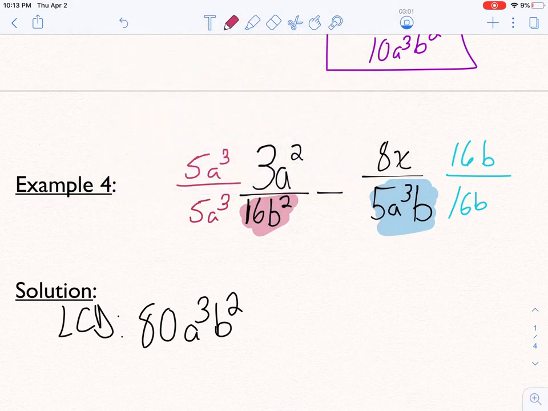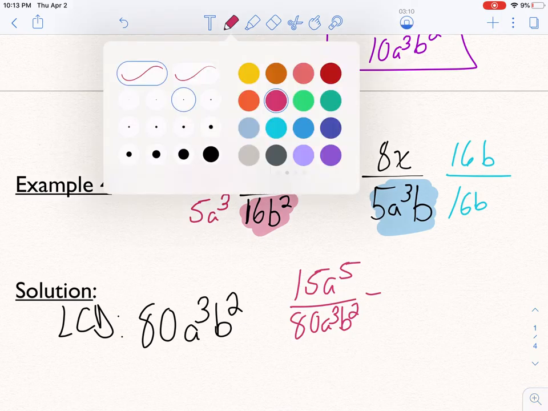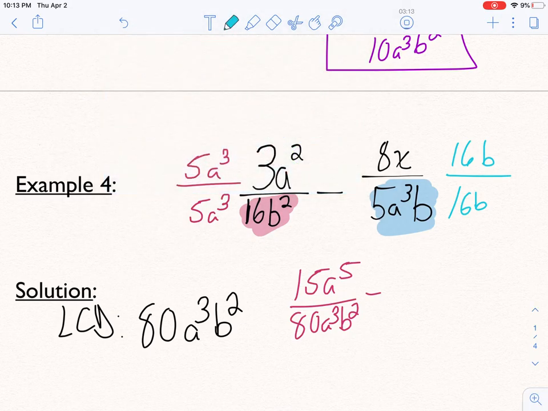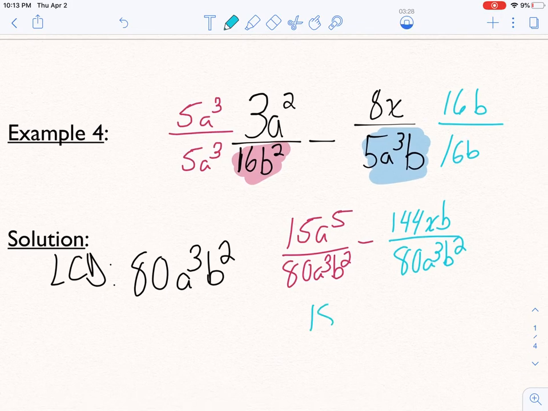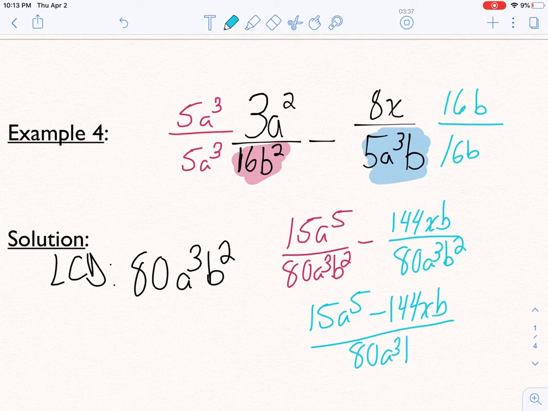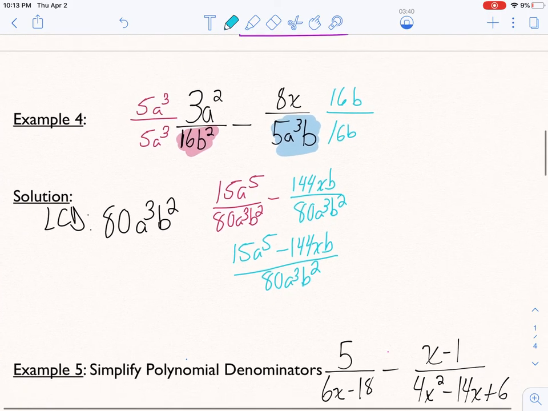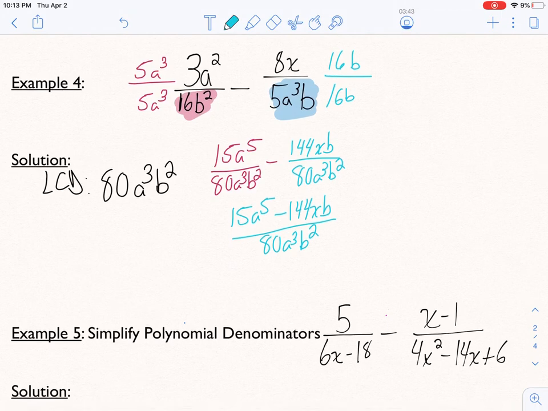I have on my left side up top 15a to the fifth over 80a to the third b squared minus 8 times 16 should be 144 xb over 80a to the third b squared. Again, denominators are the same, so therefore I can combine my numerators all over my common denominator. Alright, so hopefully that seems to work out okay.